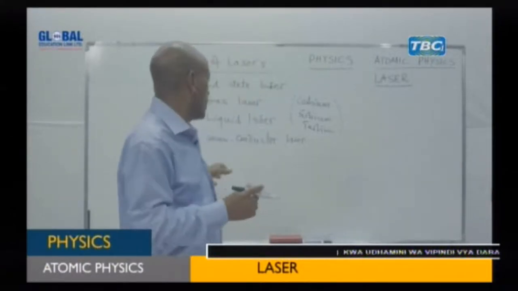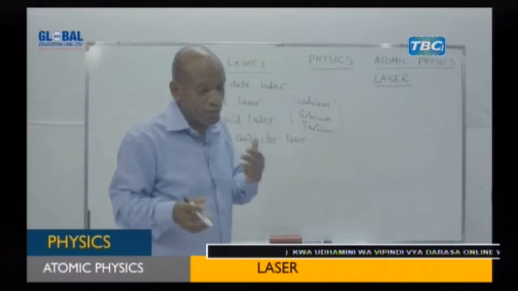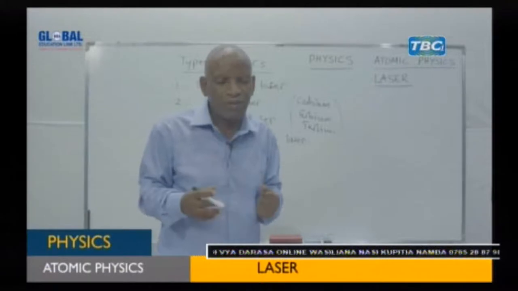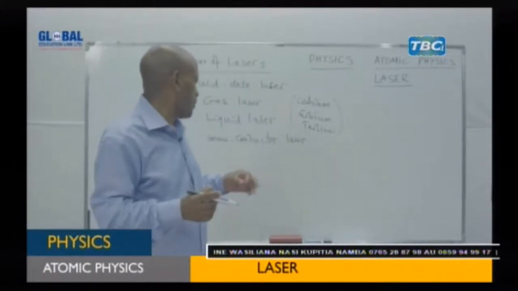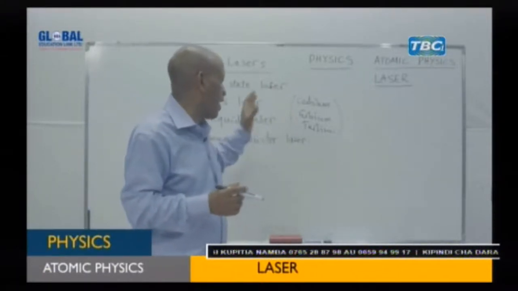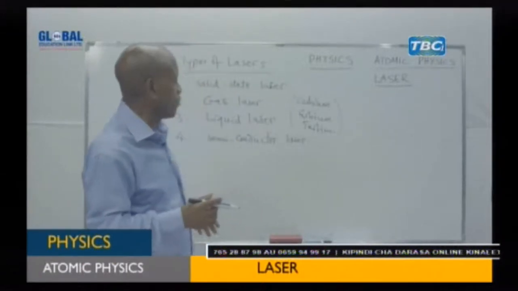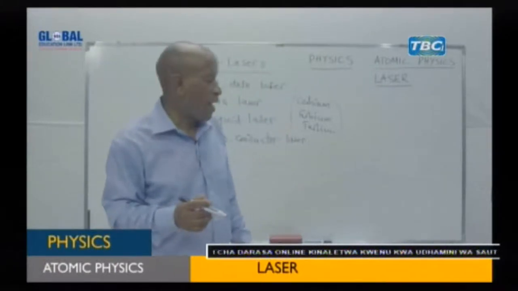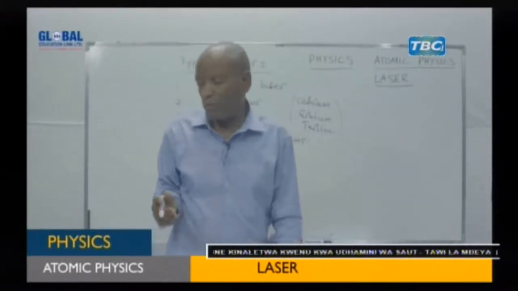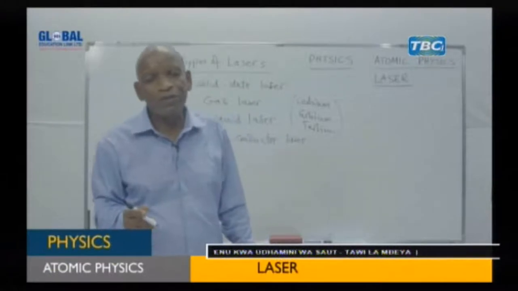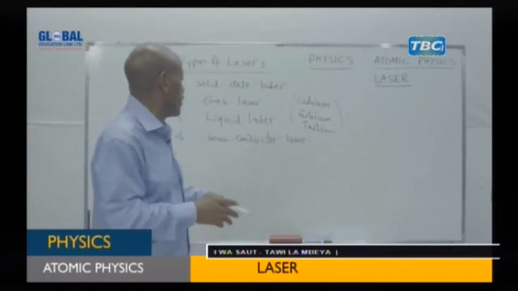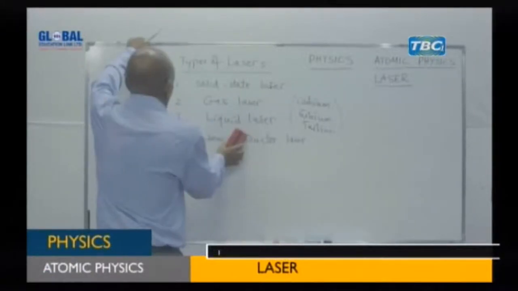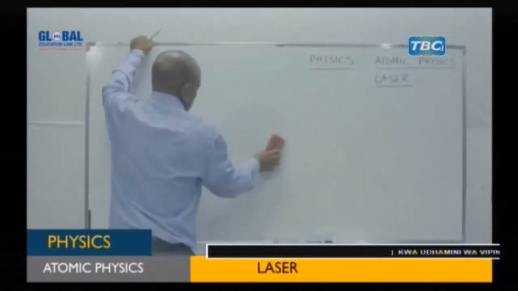Semiconductor materials, whenever they are treated, can produce what we call the semiconductor laser. So these are the types of lasers we have been able to discuss so far. And after that, we can now look at the uses of lasers. This will be our last part. We'll look at the uses of lasers.